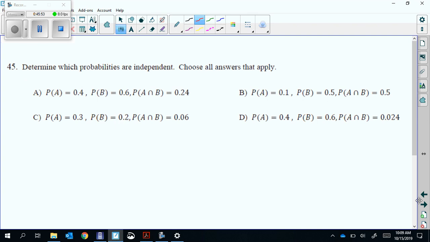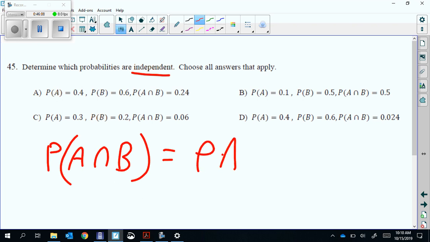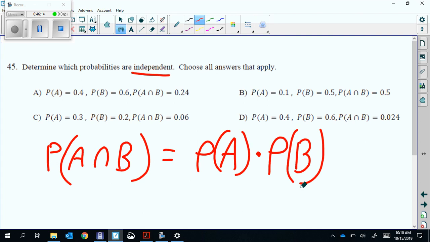So here we are back to probability, talking about independent. If events are independent, that means the probability of A and B equals the probability of A times the probability of B. That's all we're looking at. The multiplication has to work out here.